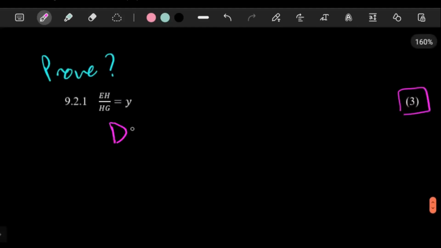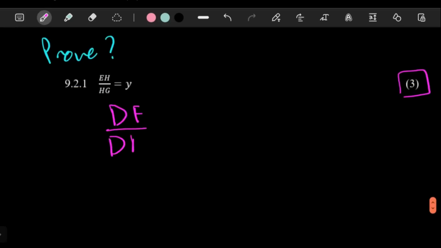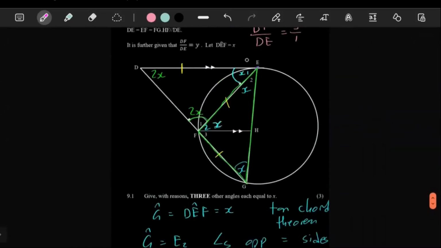Remember, they told us that DF over DE is equal to Y. This they told us. However, if you look at the lines that they're talking about, DF and DE, they don't really help us to show that this over this is a Y also. What can help us is the fact that DF over FG is equal to EH over HG because of the proportionality theorem. So let's actually just do it.